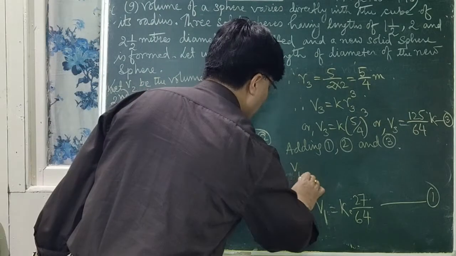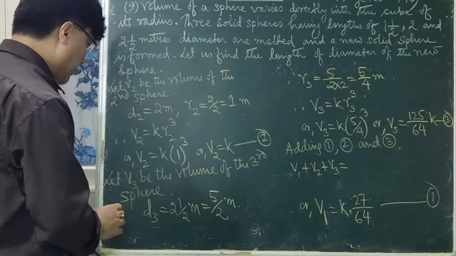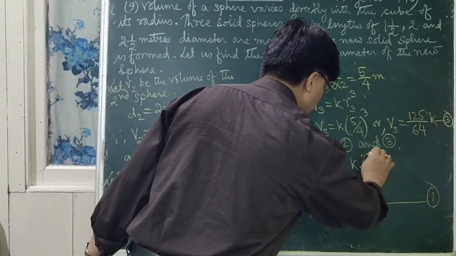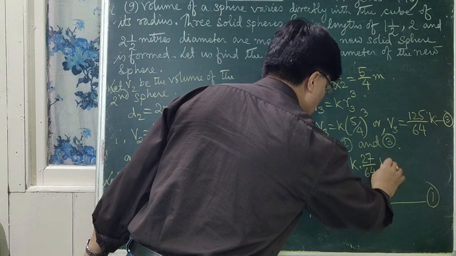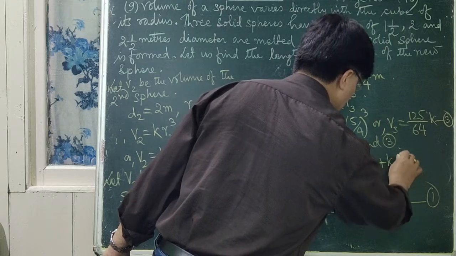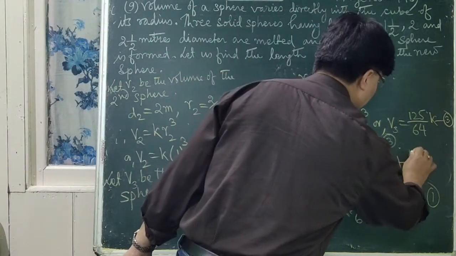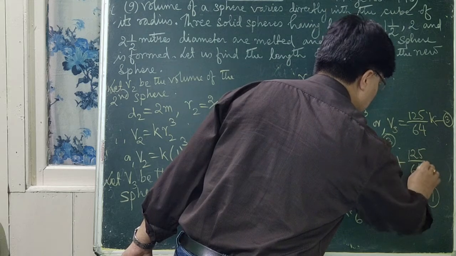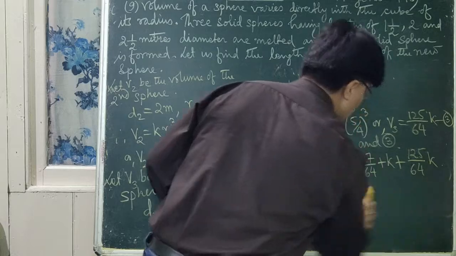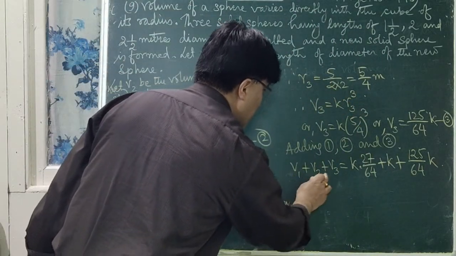That is V1 plus V2 plus V3 is equal to, what is V1? K into 27 by 64 plus what is V2? That is K. And what is V3? V3 is 125 divided by 64K. Is that clear? So let us simplify it now. So actually, what is V1 plus V2 plus V3?